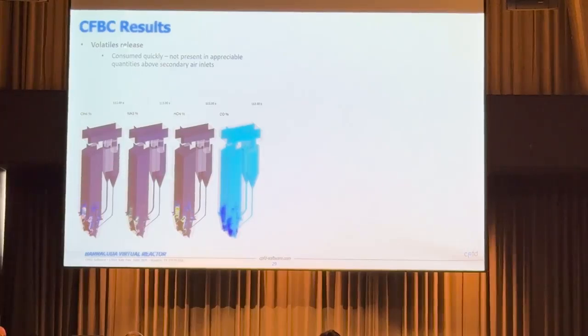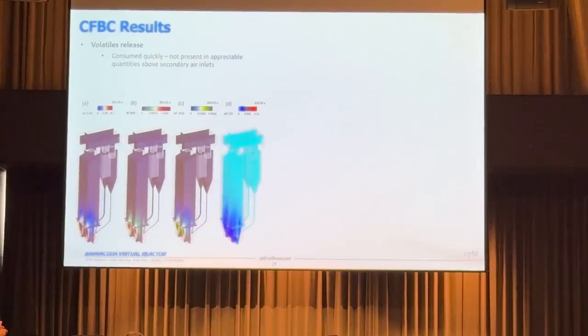All right? And then not only that, now you can start looking at what happens to your gas phase reactions, right? So the volatiles come out, as you can see, you have methane, ammonia, HCN, but all these volatiles are getting quickly consumed. Most of the volatiles do not make it above the secondary air inlet down here. This is actually showing transient results. We can also do time average results within Barracuda. So it's the same animation, but I'm showing you time average results, so you can very well see that none of those volatiles make it above the secondary air inlet.